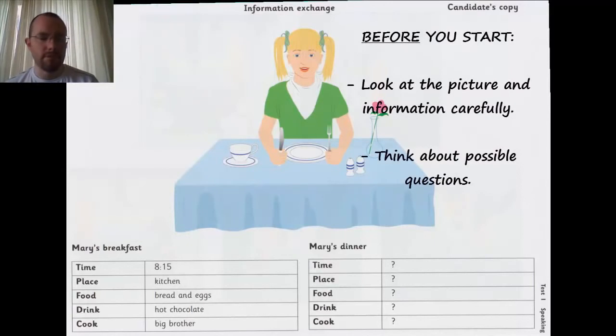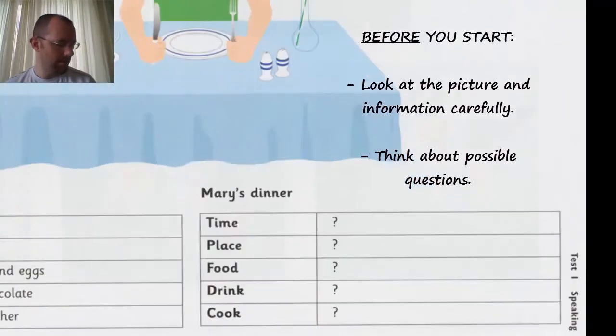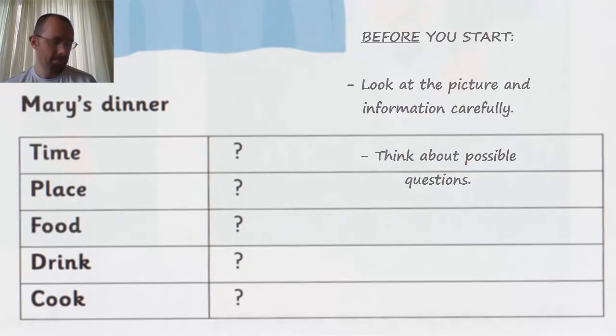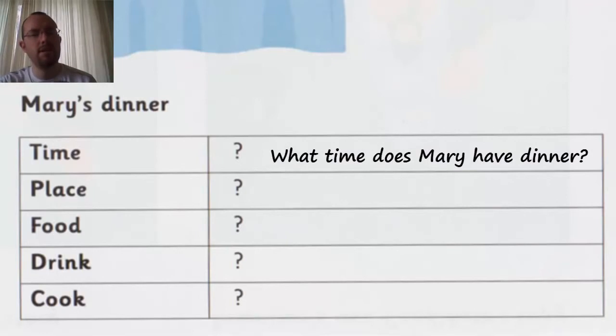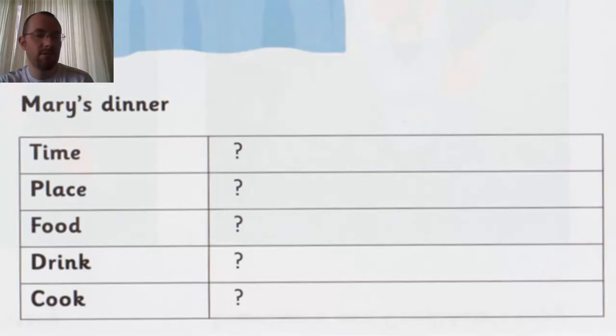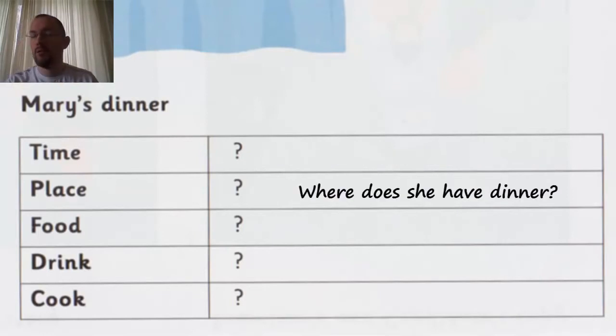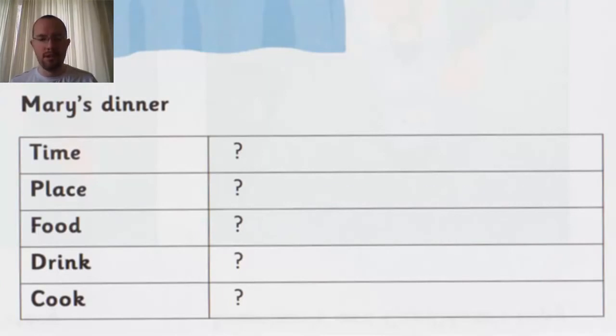Before you start, it's a good idea just to look at the words and the information and think about the kind of questions. So in your copy, we see for Mary's dinner, time. So what kind of question? Just think about it. Yeah. What time does she have dinner? Okay, place. What question word do we use to ask about a place? Where. So question, where does she have dinner? And we can do the same, food, drink, cook, and think about possible questions.